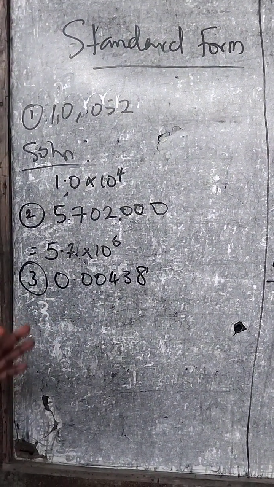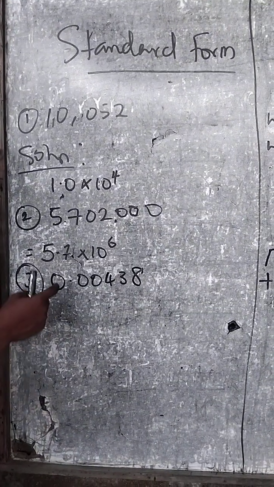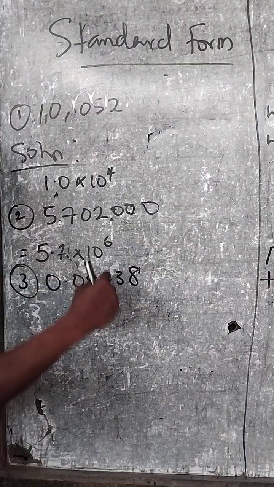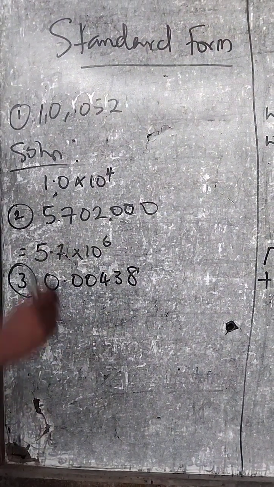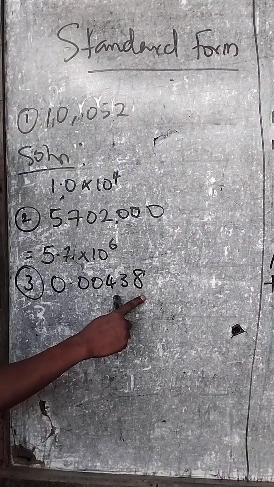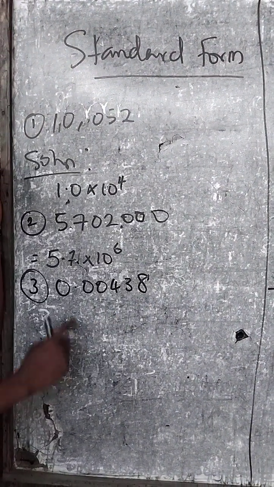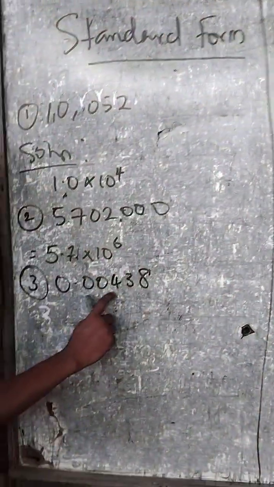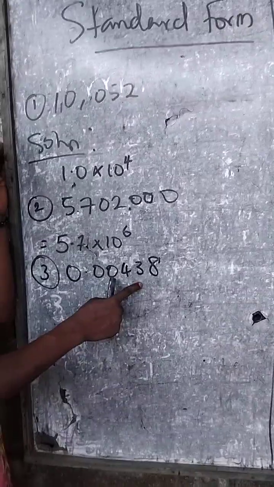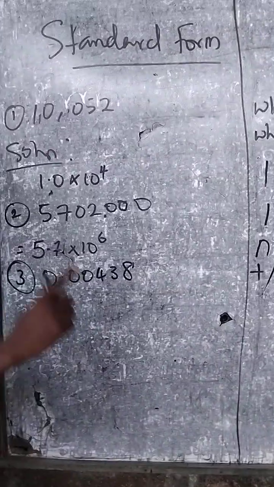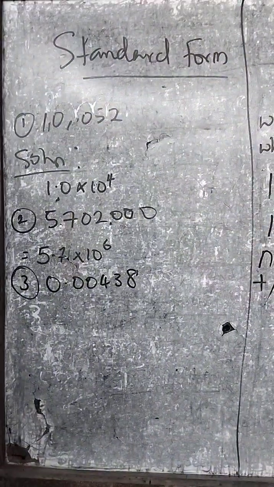Now this is a number that is less than 1, a decimal number less than 1. You cannot move the decimal point to the front. You are going to move it to the back. But the key thing is that it has to be between the first two non-zero digits. And who can tell me the first two non-zero digits here?